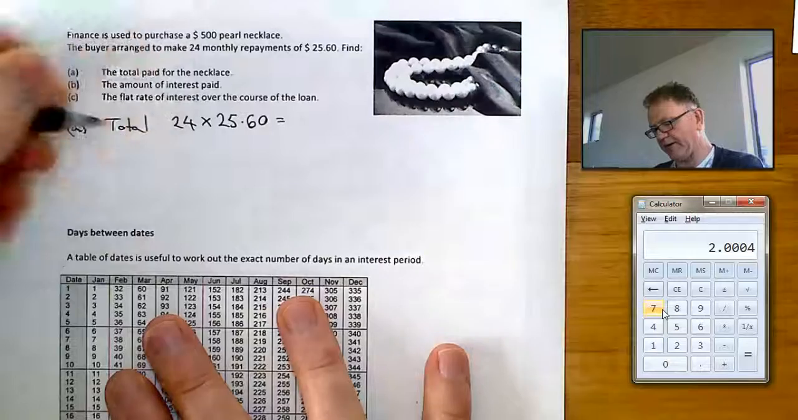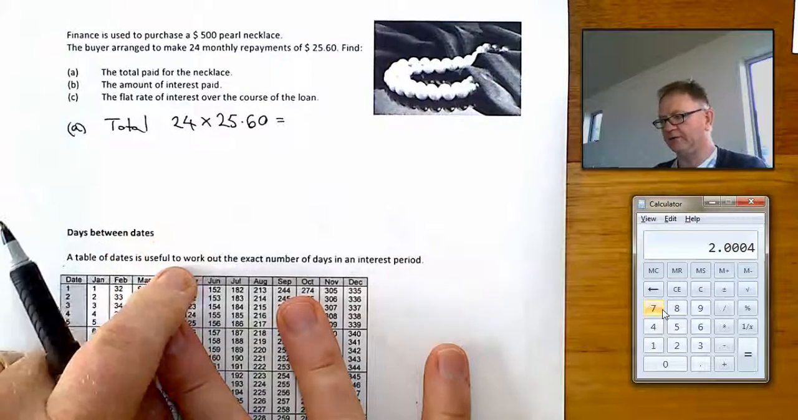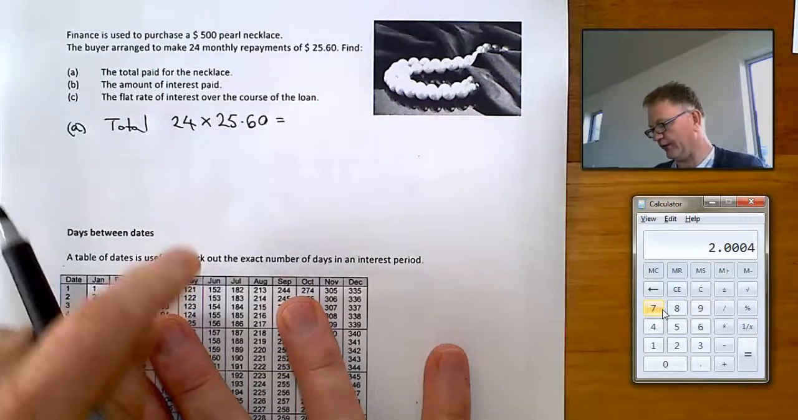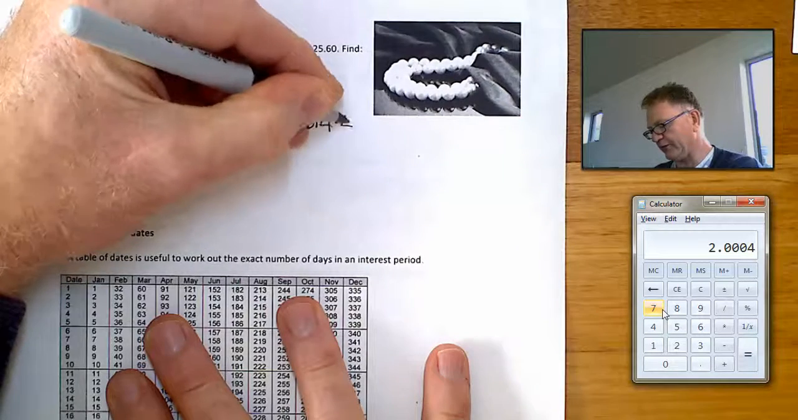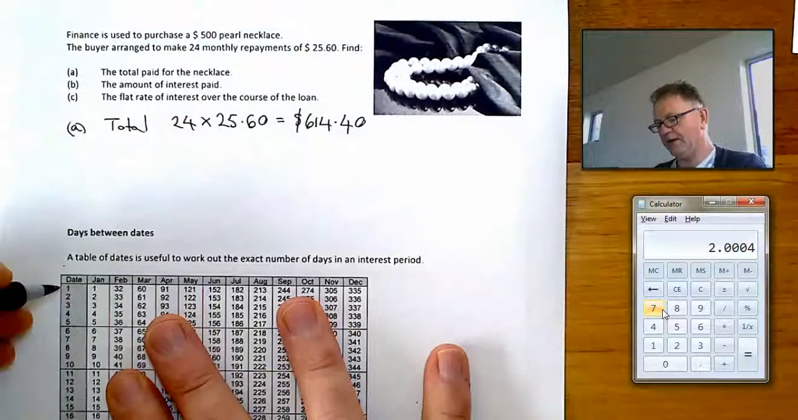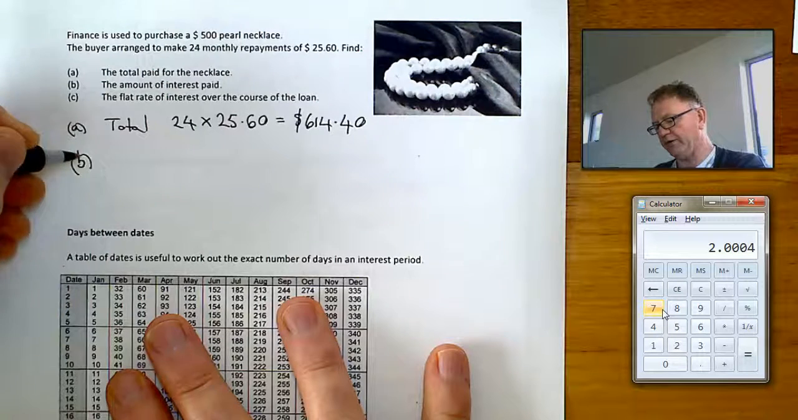How much do they pay in all? You could do it on your calculator. I've done this beforehand. All in all, they pay back $614.40. Part B of the question says how much interest was paid.